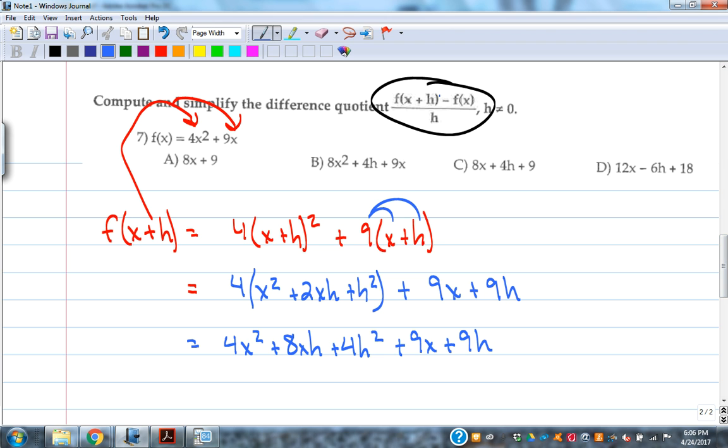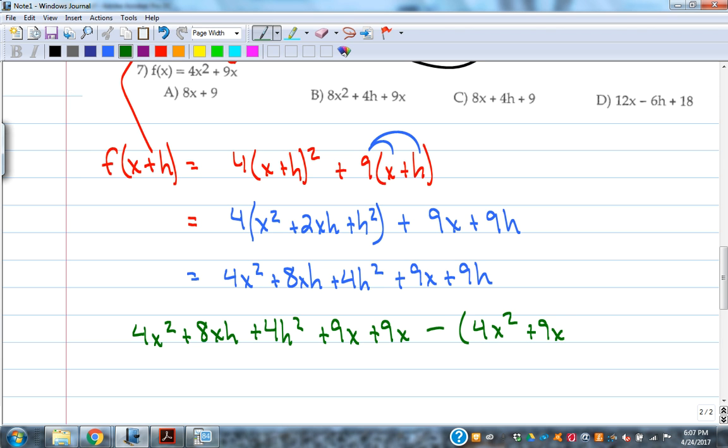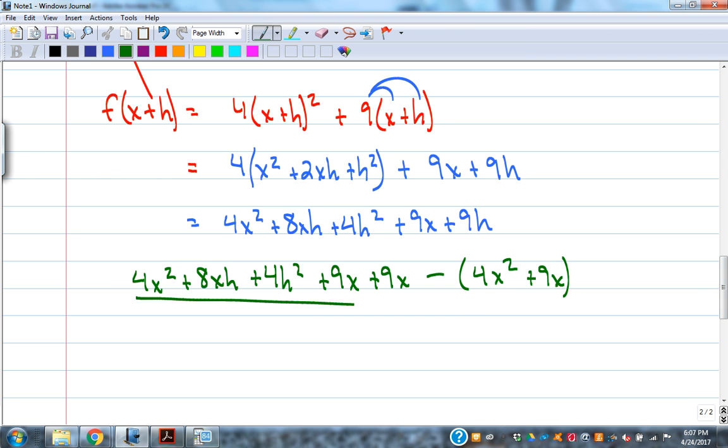All right. And then it says subtract the original function. Okay. So that's what I'm going to do next. I'm going to subtract f of x from the f of x plus h. So subtract 4x squared plus 8xh plus 4h squared plus 9x plus 9h, minus 4x squared plus 9x. And I put that in parentheses on purpose. And then I'm going to go ahead and put over h because that's the last step. That means it's supposed to be 9h right there.